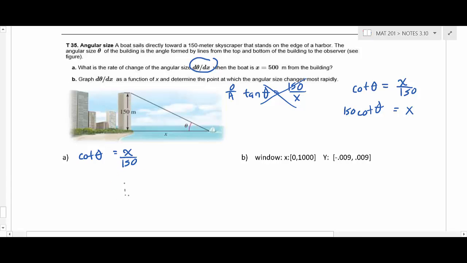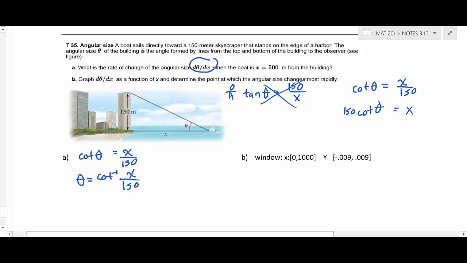All right, so what we're going to do next is write theta. This is something you get from trig, you have to remember how to do that. How would you write theta? What is theta equal to? It has something to do with inverse cotangent. So what would it be? Exactly. It'd be inverse cotangent of x over 150.